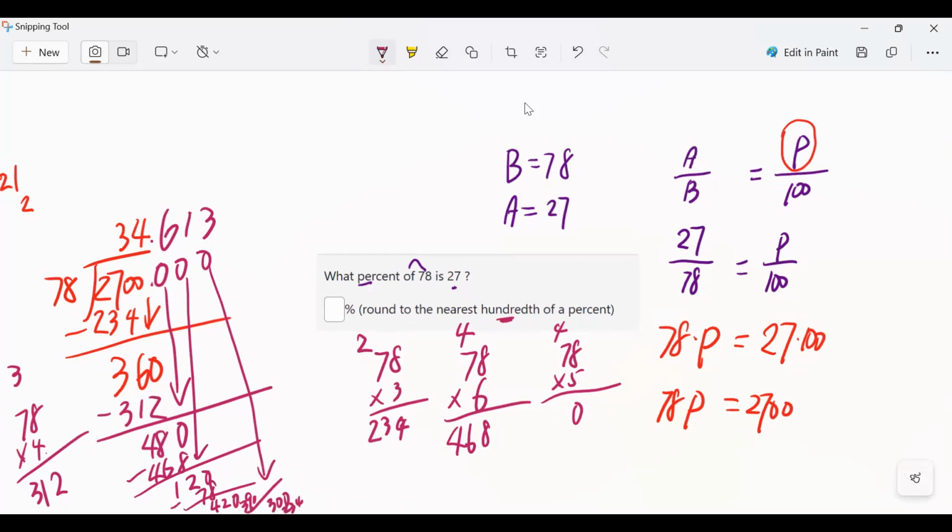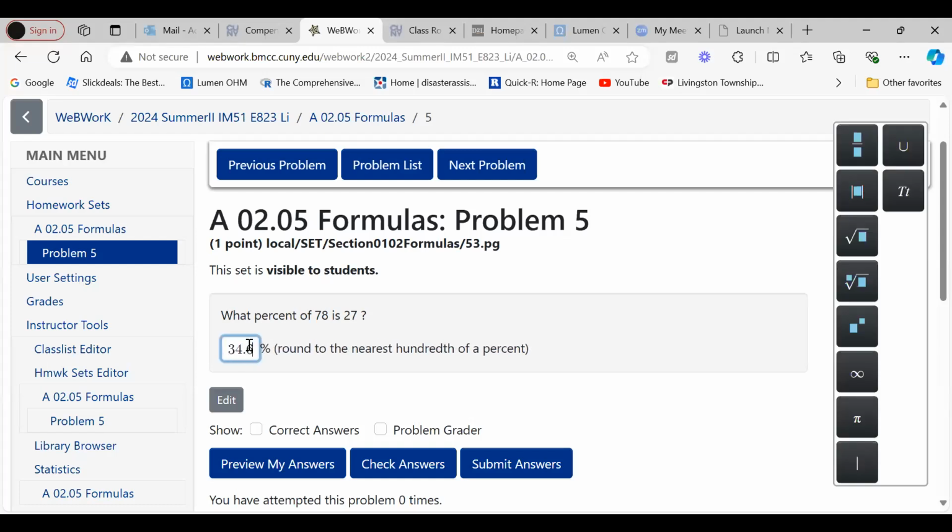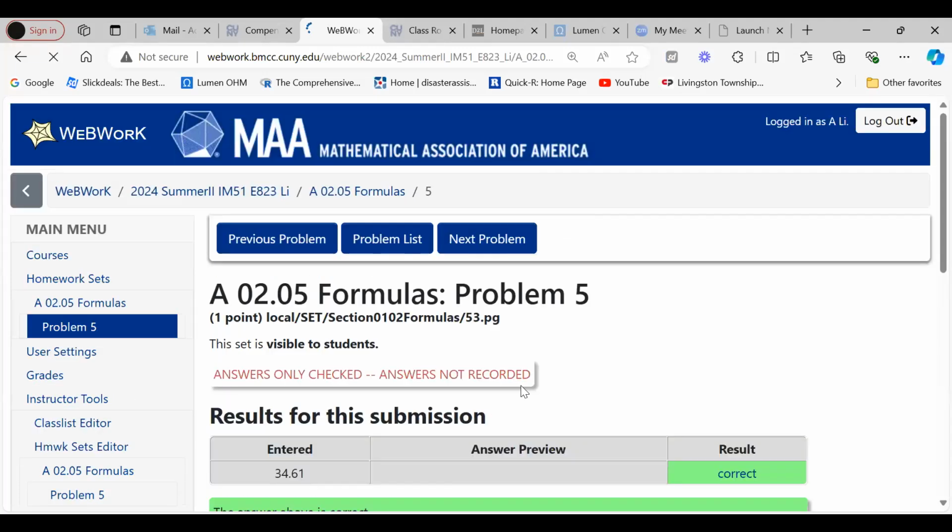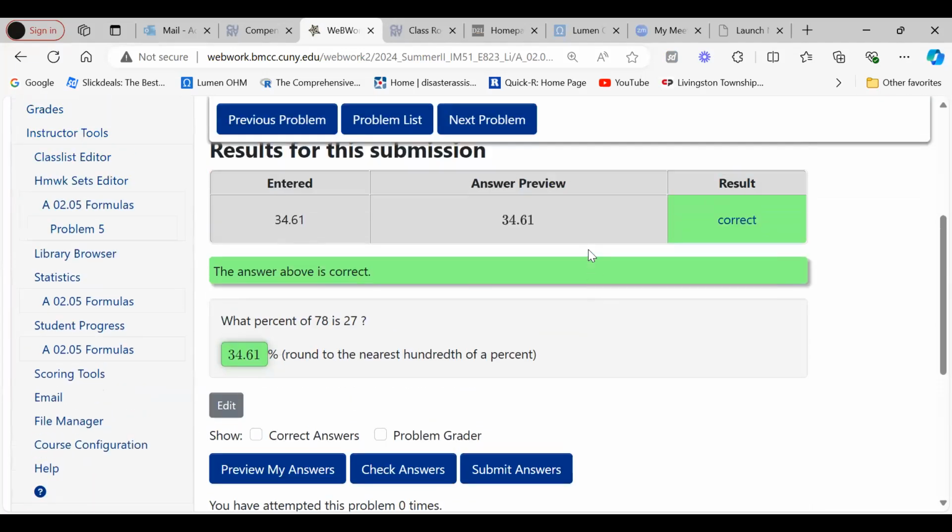Okay, so that means we're going to round it to the hundredth place. Look at the thousandth place. It's less than 5. So we just keep it, and the answer here will be approximately P is approximately 34.61%. So the answer is 34.61. Any question about this? Check the answer. It's good, right? It's the right answer.